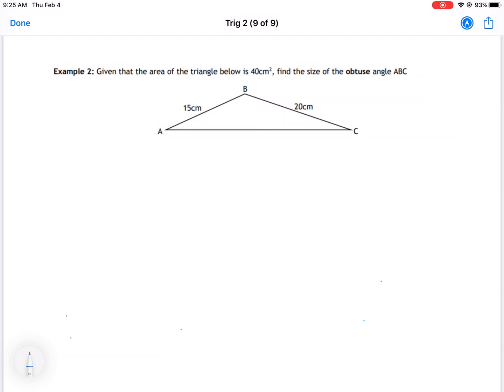It is basically using the formula that we used for area of a triangle, a half AB sine C, but applying it to different situations. So in this case we're trying to find the angle, and in the next case we'll be trying to use this formula in a non-calculator question.